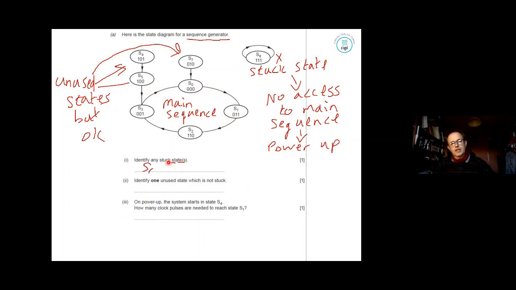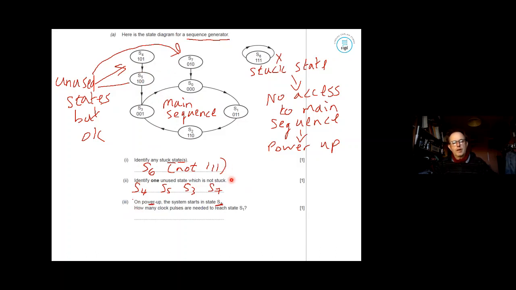So identifying the stuck states. Don't give me 111, okay? It would be called state number 6. Okay, so they're looking for that S6 in there. It is stuck. Any unused state, so they're not in the main sequence, okay, they have a choice there of 3 things. Okay, got the S4, 5, 3, and 7.